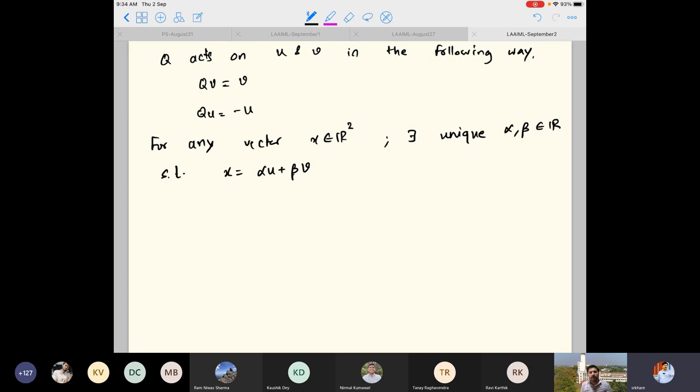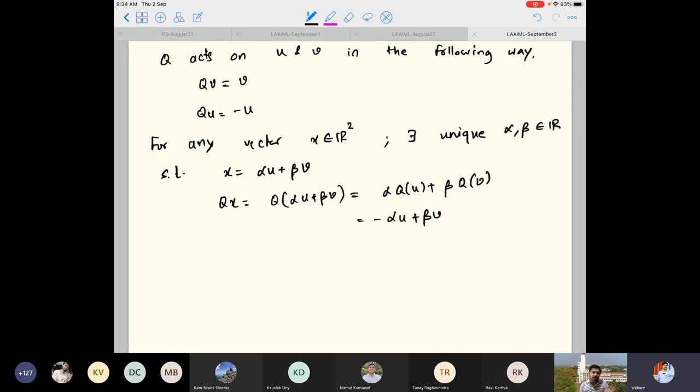Do you all agree that this will happen? And then what will happen to Qx? Qx will be equal to Q of alpha U plus beta V, which is basically alpha Qu plus beta Qv, which is equal to minus alpha U plus beta V. So the vector X, which is alpha U plus beta V, should become minus alpha U plus beta V. If that happens, then I am through, right?